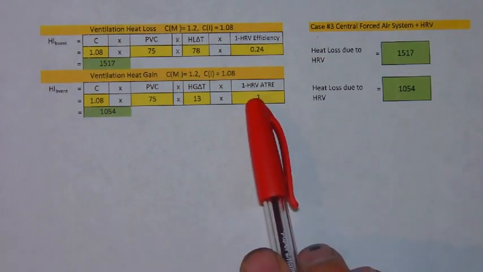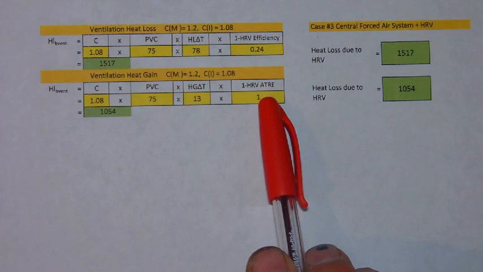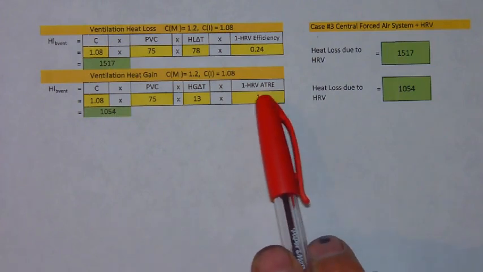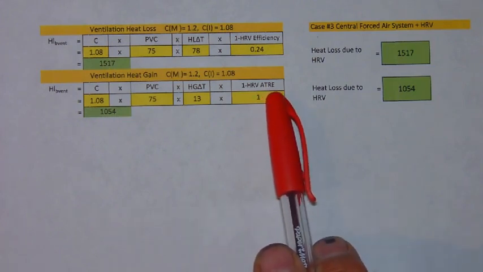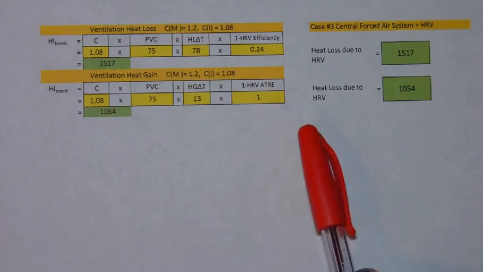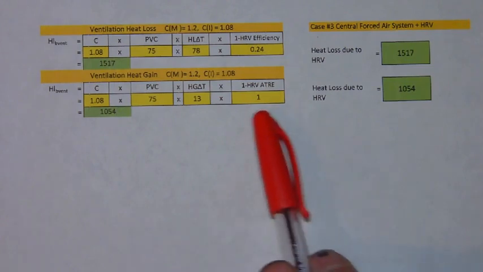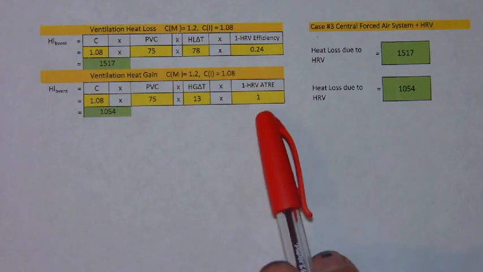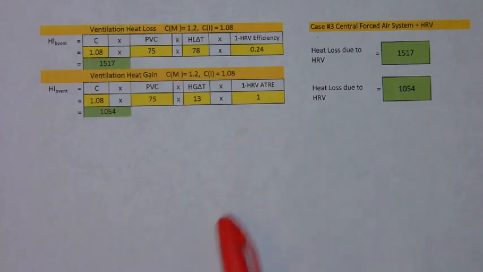Since an HRV does not have an ATRE value, you would simply substitute 0 for the ATRE value, and so it becomes 1 minus 0, so it would be 1. That leaves us with 1,054 BTUs.